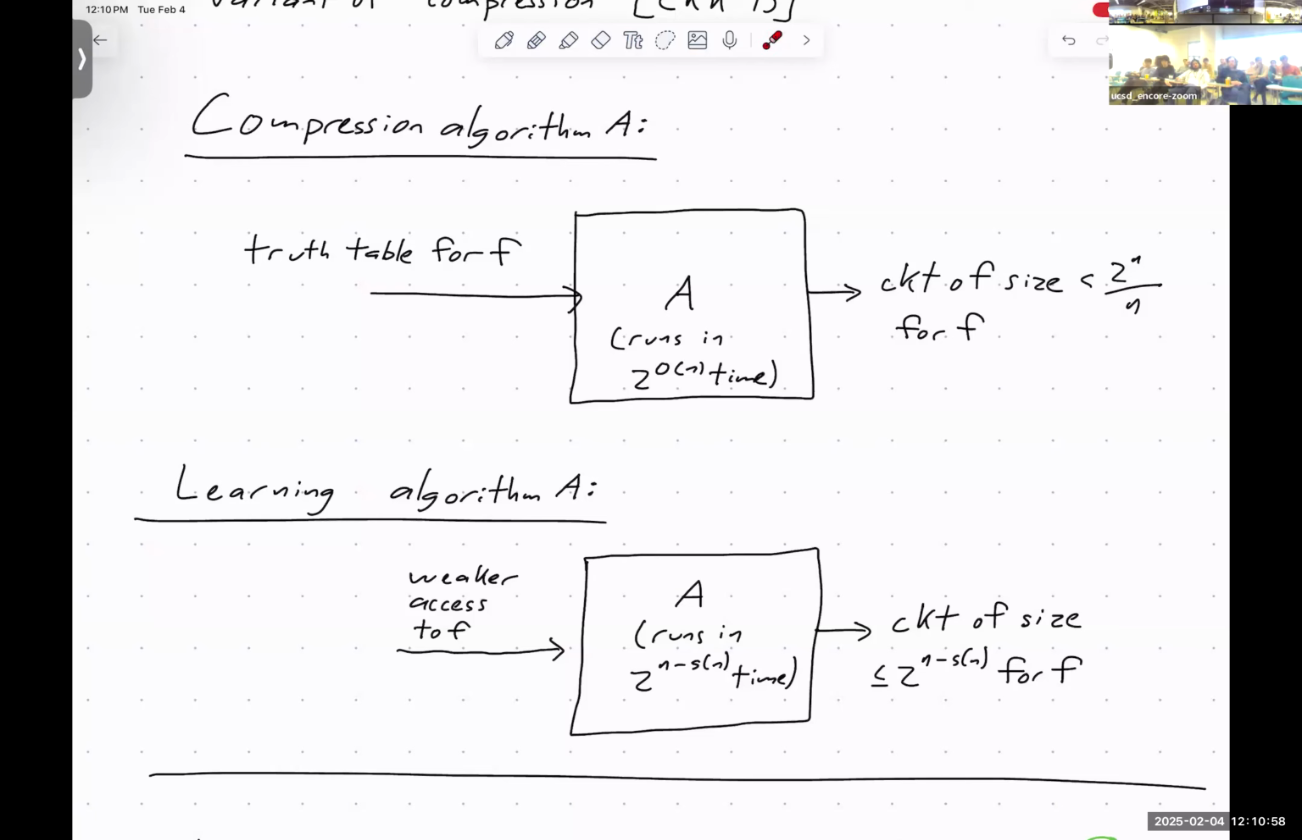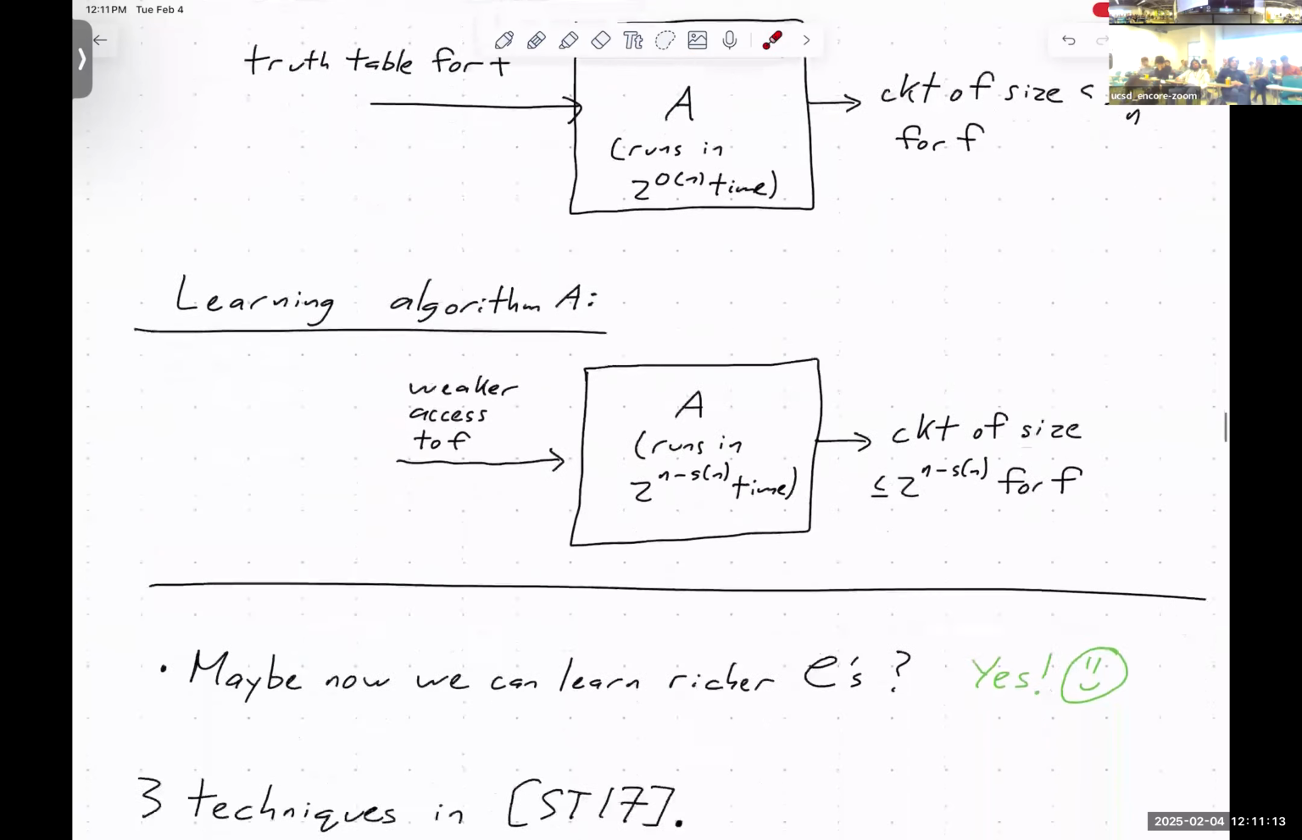And if your algorithm ran in time 2 to the n minus some savings, the output will certainly be a circuit of size at most 2 to the n minus that savings. So, if you can learn the concept class, you can compress the concept class. Yeah, that's a stronger requirement.